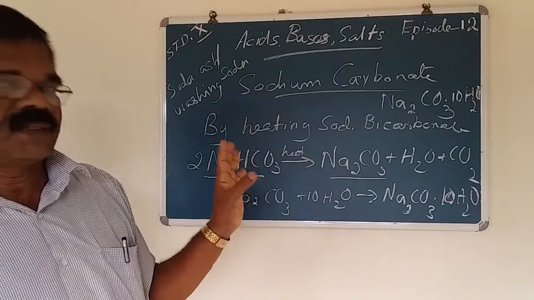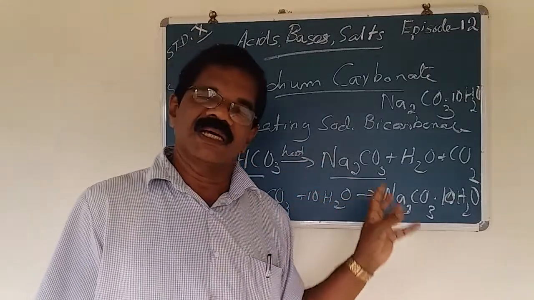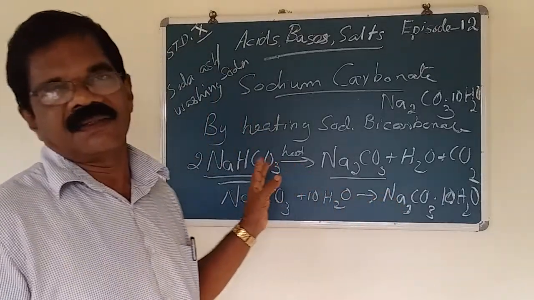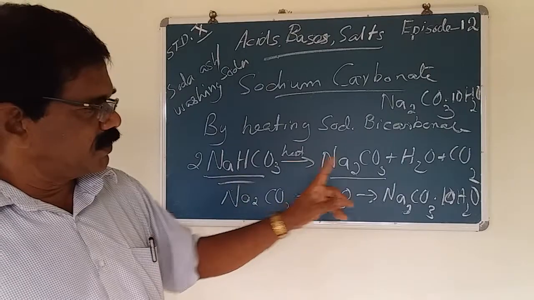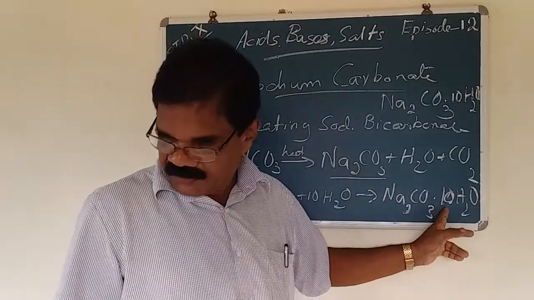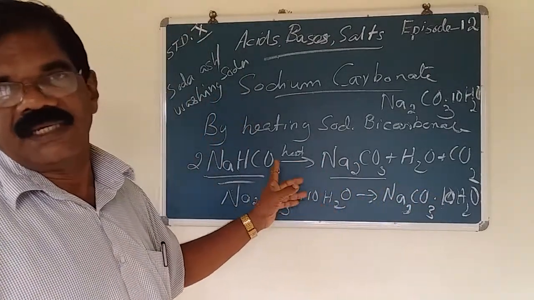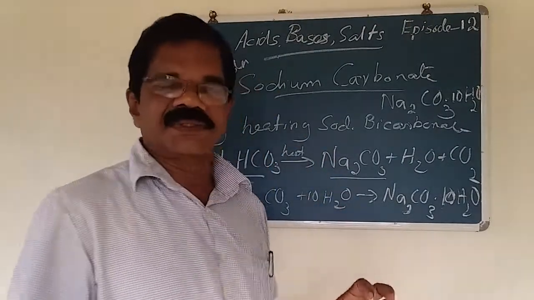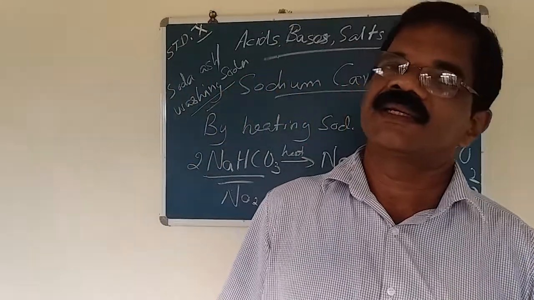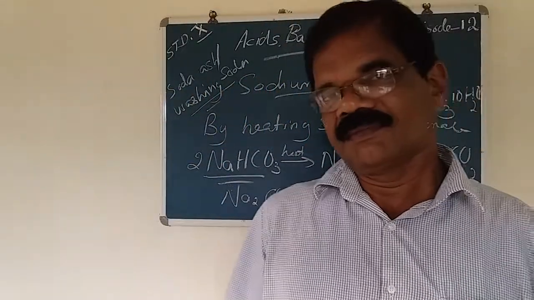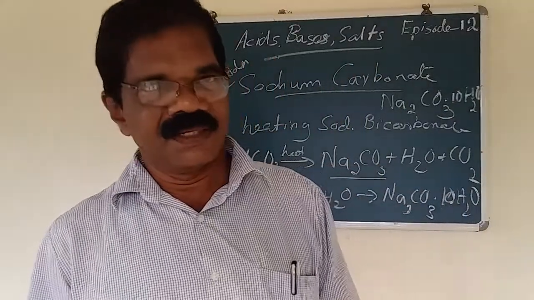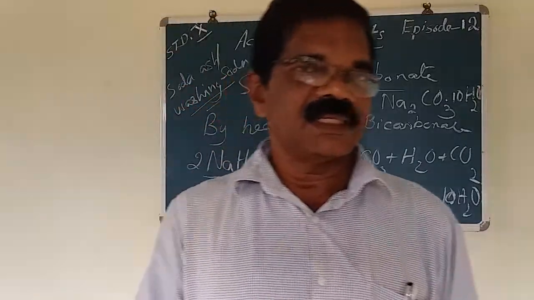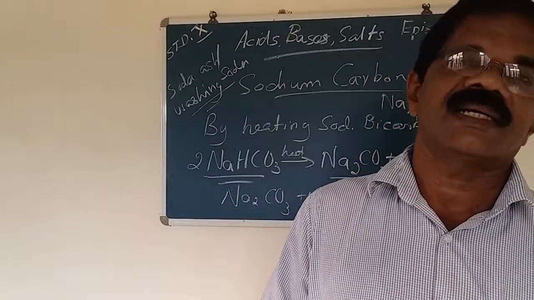So in the examination, there may be a chance to ask: write the chemical formula of soda ash or washing soda. Then you write Na2CO3.10H2O. Then what are the uses? You will know that it is used as a cleaning agent for cleaning clothes and dishes. That is the main use. The second use is reducing the hardness of water.